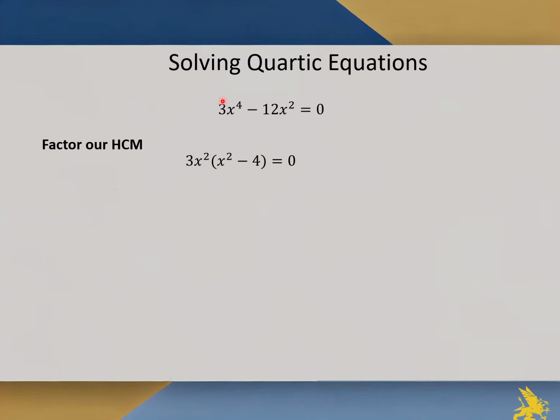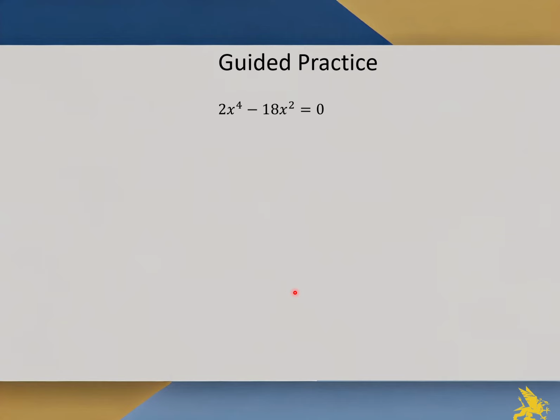So now that we've done this, the next part is we just need to solve. So to solve, each part needs to equal 0. So to make 3x squared equal 0, and I need to make x squared minus 4 equal 0. Well, this part here, x just has to be 0. On this side here, x squared must equal 4, and then I square root, and that gives me a positive and negative 2. So I've got x is equal to 2 or negative 2, and x is equal to 0.